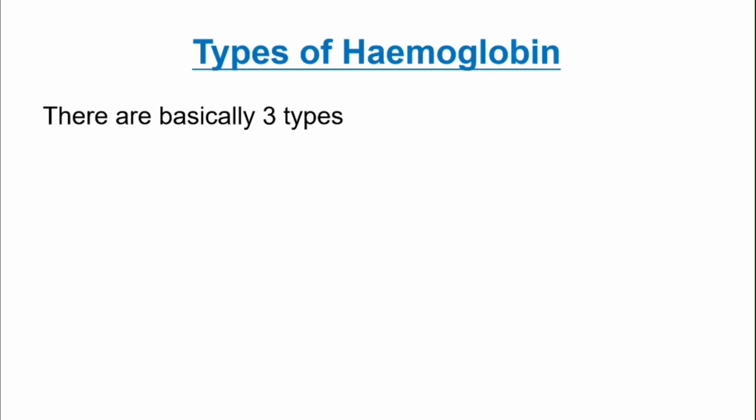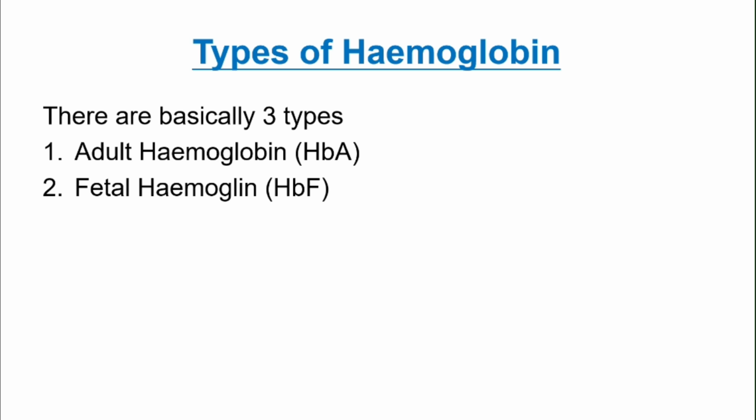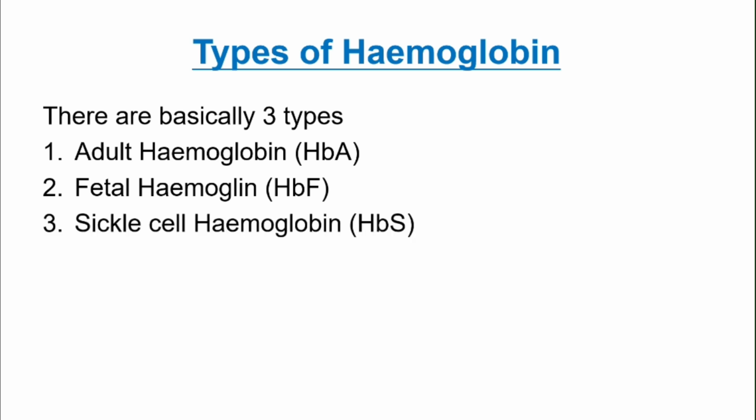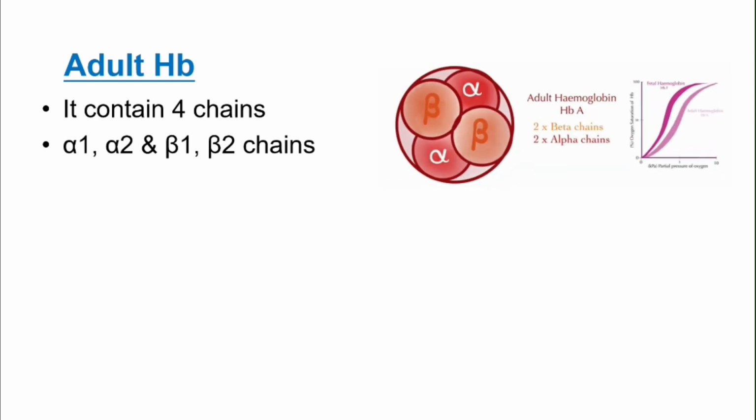Next we'll see the types of hemoglobin. There are basically three types of hemoglobin. First one is adult hemoglobin, secondly we have fetal hemoglobin, thirdly we have sickle cell hemoglobin. First we'll come to adult hemoglobin. Adult hemoglobin contains 4 chains. It has alpha 1, alpha 2, beta 1, beta 2 chains. This is the image of adult hemoglobin having 2 alpha chains and 2 beta chains.